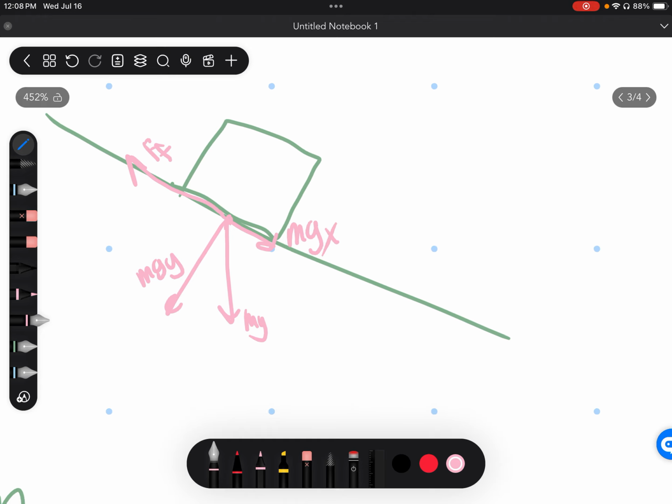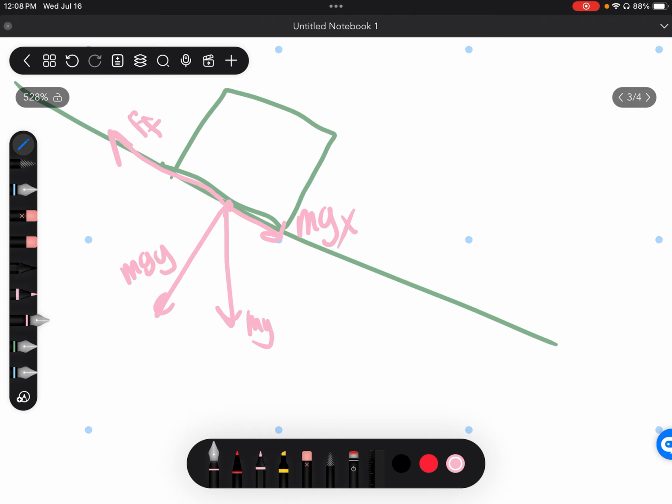So notice how the mass will always be pulled to the bottom. It does not get affected by the angle. That was my problem. I messed that part up, but mg always gets pulled down. It doesn't get put at any angle. From that center of the object, it gets pulled straight down. However, it's at an angle. So then that means you have this mgy here.